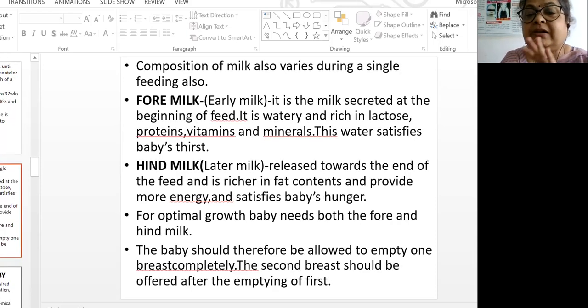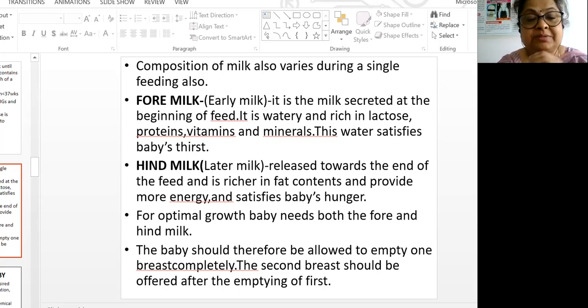Now, composition of milk also varies during a single feeding. Like during one feed, the initial milk which comes is known as the fore milk or early milk. That is more watery in nature. It is secreted at the beginning of the feed and it is rich in lactose, proteins, vitamins and minerals. And this water satisfies the baby's thirst.